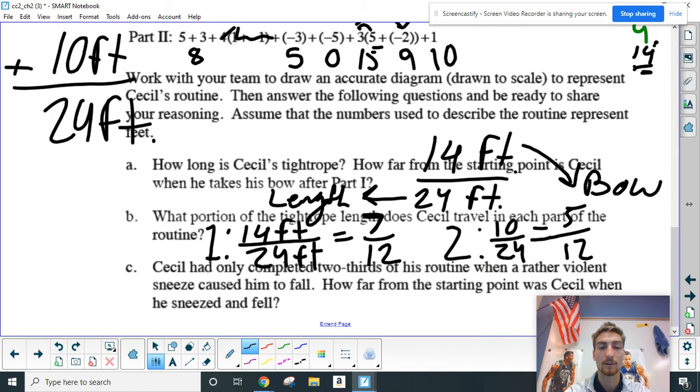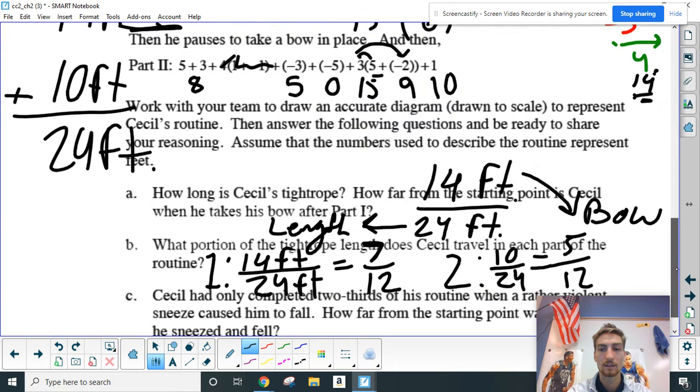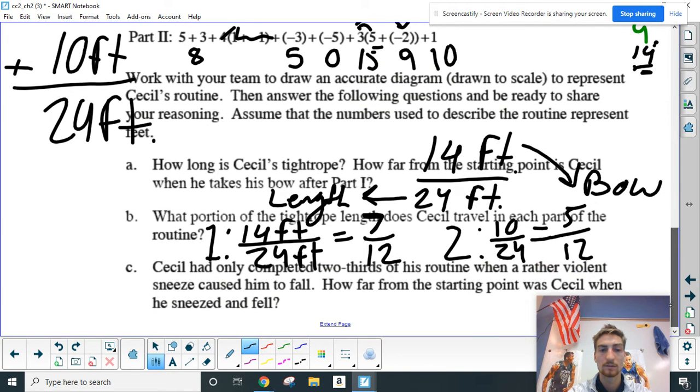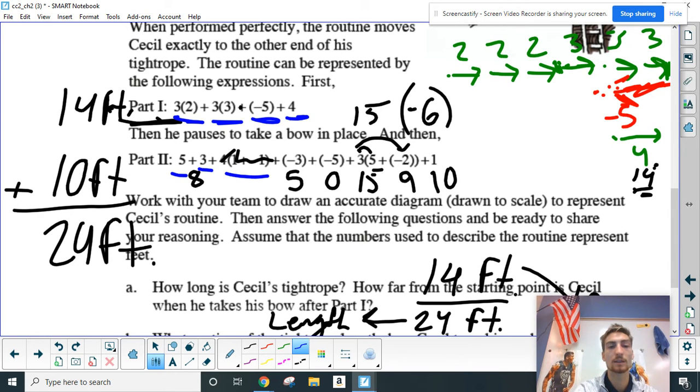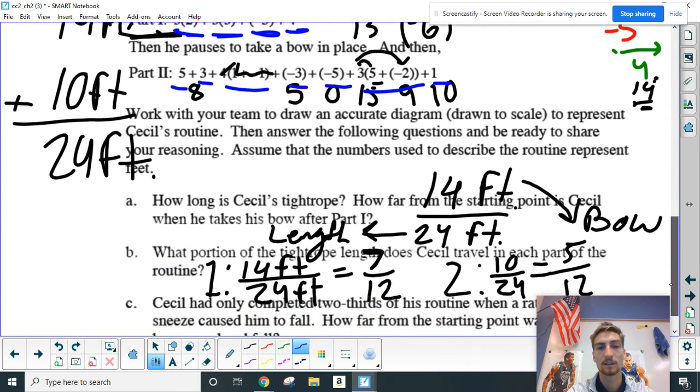So that says C, Cecil had only completed 2/3 of his routine when a rather violent sneeze caused him to fall. How far from the starting point was Cecil when he sneezed and fell? Okay, 2/3 of his routine. Well, his routine consists of how many moves? That's what I'm looking at. So we have 1 move, 2, 3, 4, 5, 6, 7, 8, 9, 10, 11. He has 11 moves.